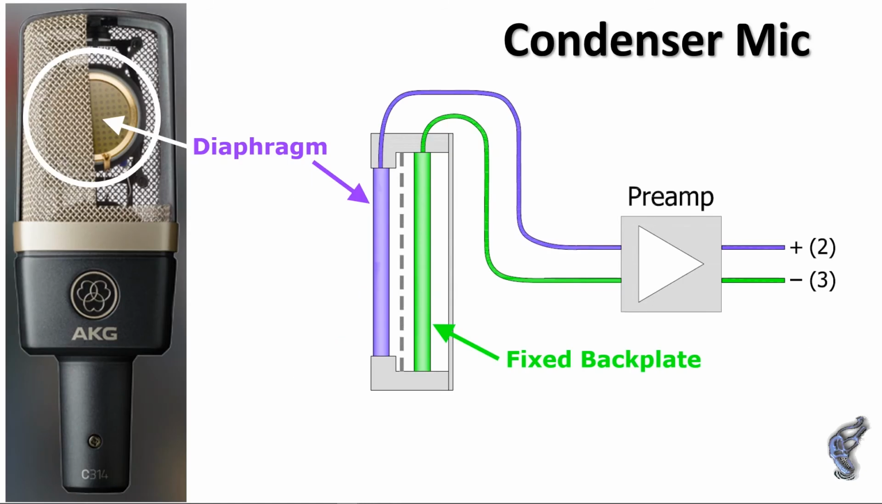The condenser mic works a little bit differently. Here the diaphragm is a thin metallized piece of mylar. It's metallized so that it can serve as one plate of a capacitor, and is positioned very closely to what is called the fixed back plate. Together they make up the 2 plates of a capacitor.